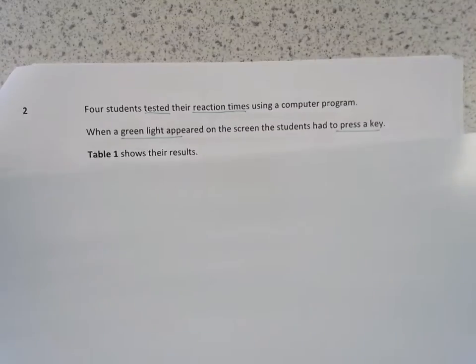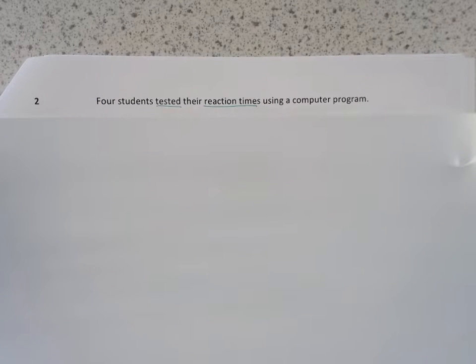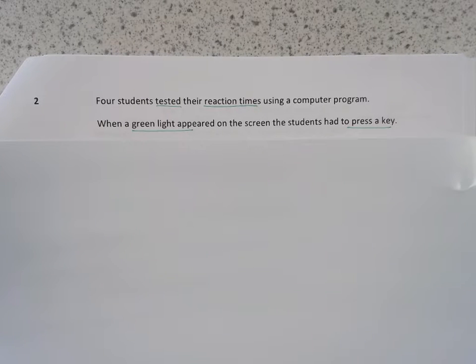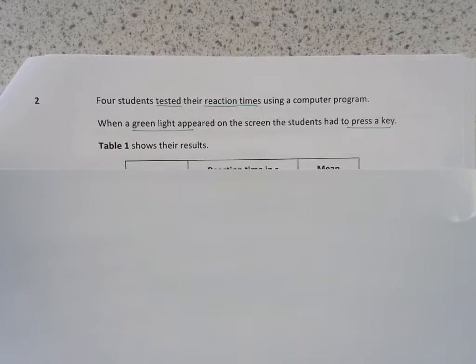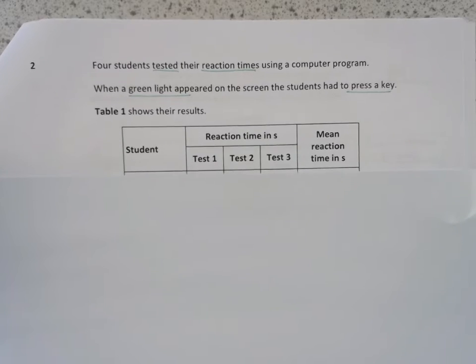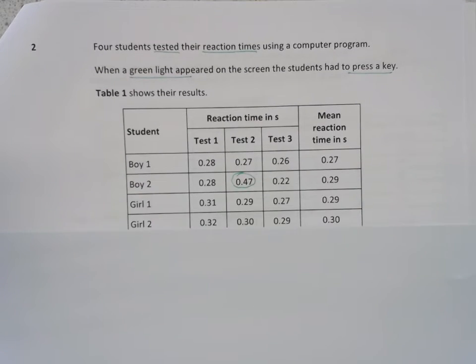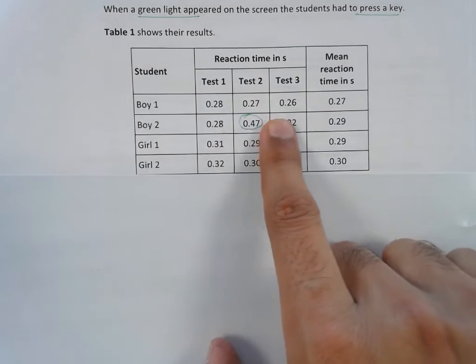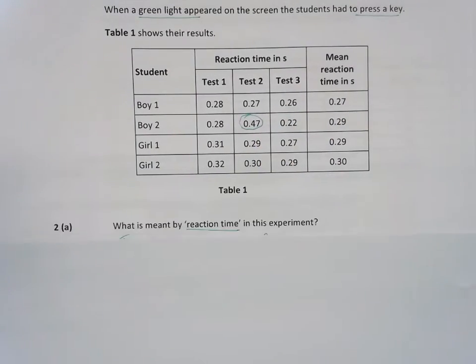Question 2. 4 students tested their reaction times using a computer program. When a green light appeared on the screen, the students had to press a key. So imagine a light appearing and you have to quickly press a key and react. Table 1 shows their results. So clearly there are 4 students who have taken this experiment and they've done it 3 times each, and then the mean has been calculated.